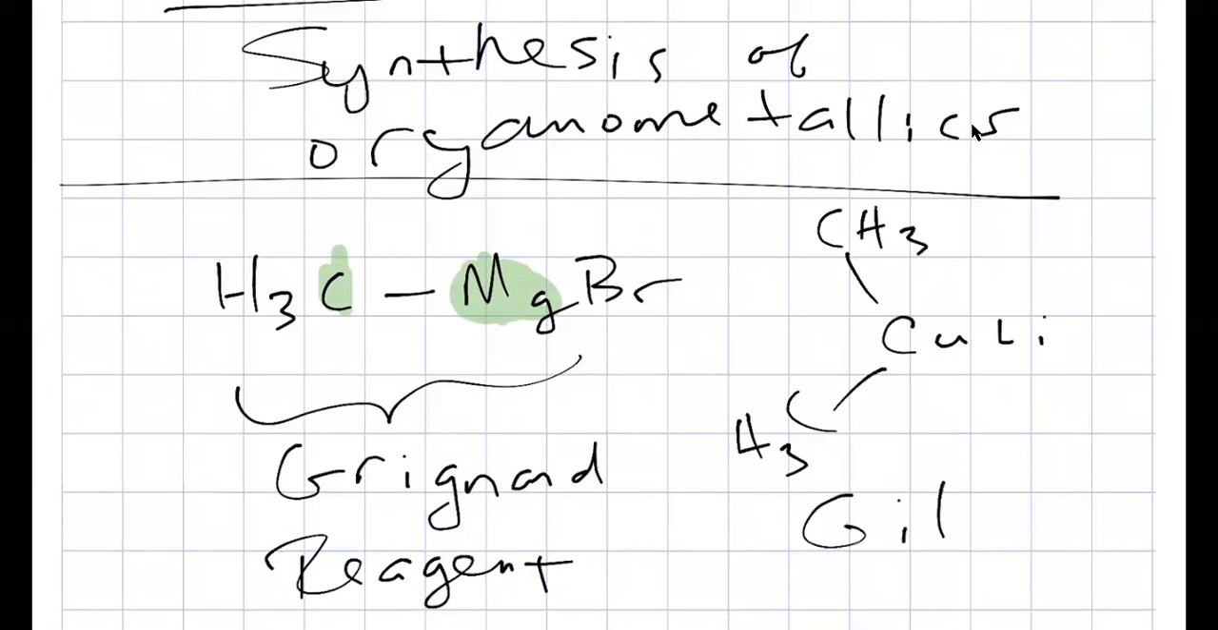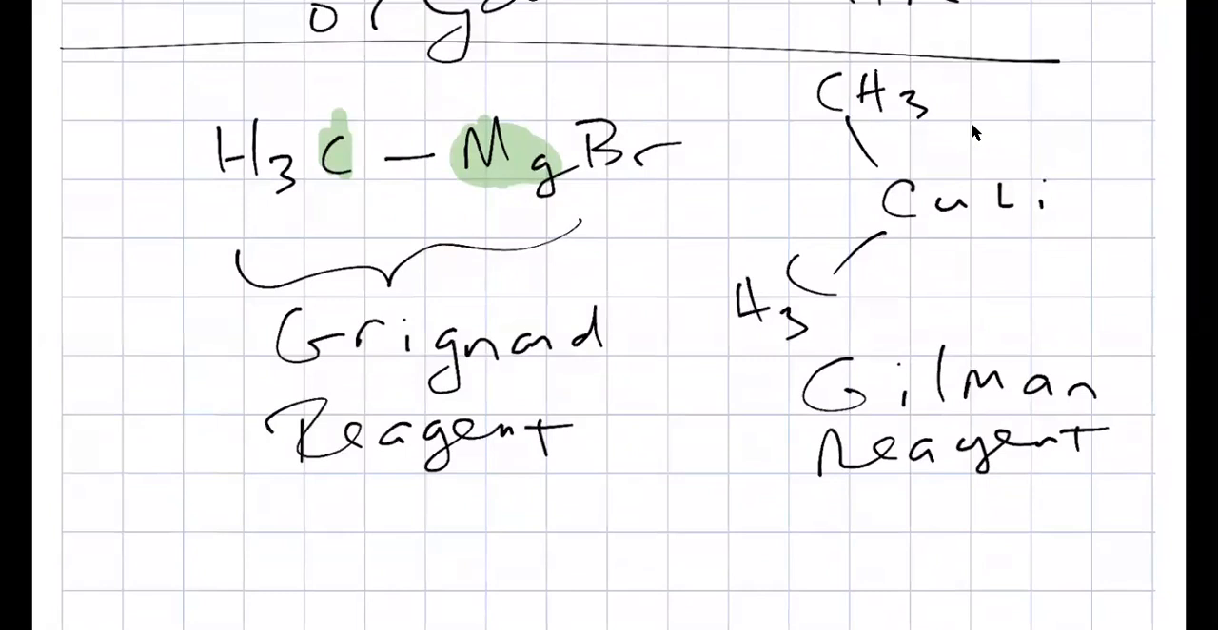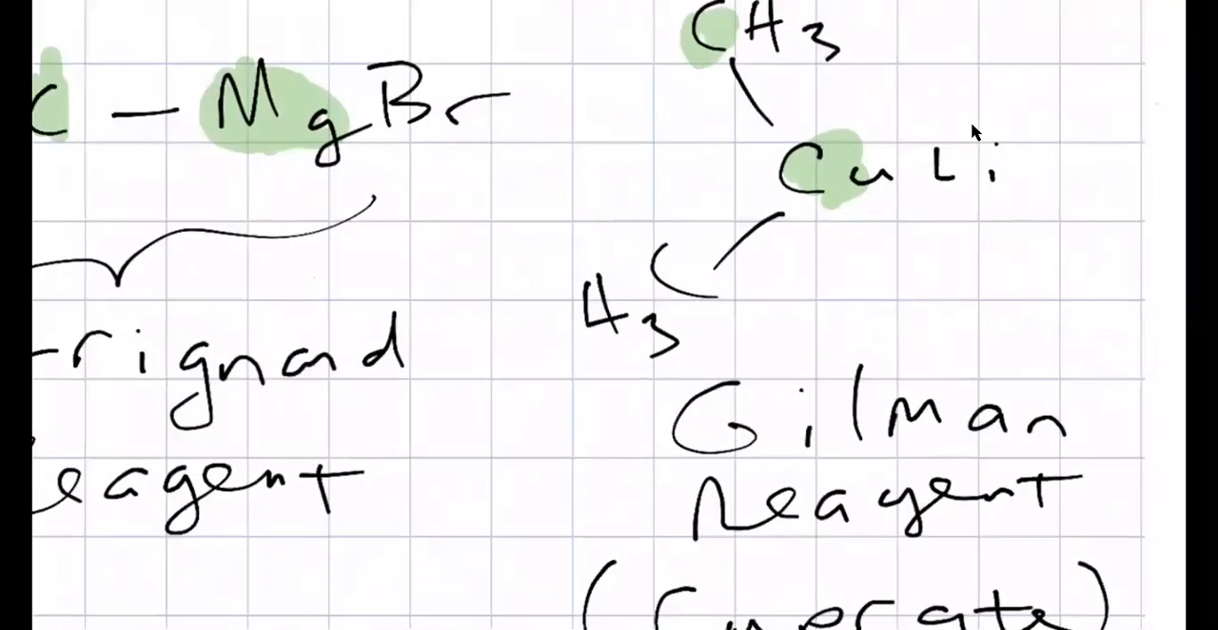This is what's called a Gilman reagent. You'll sometimes see it referred to as a cuprate. All right, so Grignard reagent is carbon magnesium. Gilman reagent is carbon copper. Oh, it's copper. Oh, wait, that's CuLi? Yeah, it's copper, and then let me zoom in because I want to show you something.